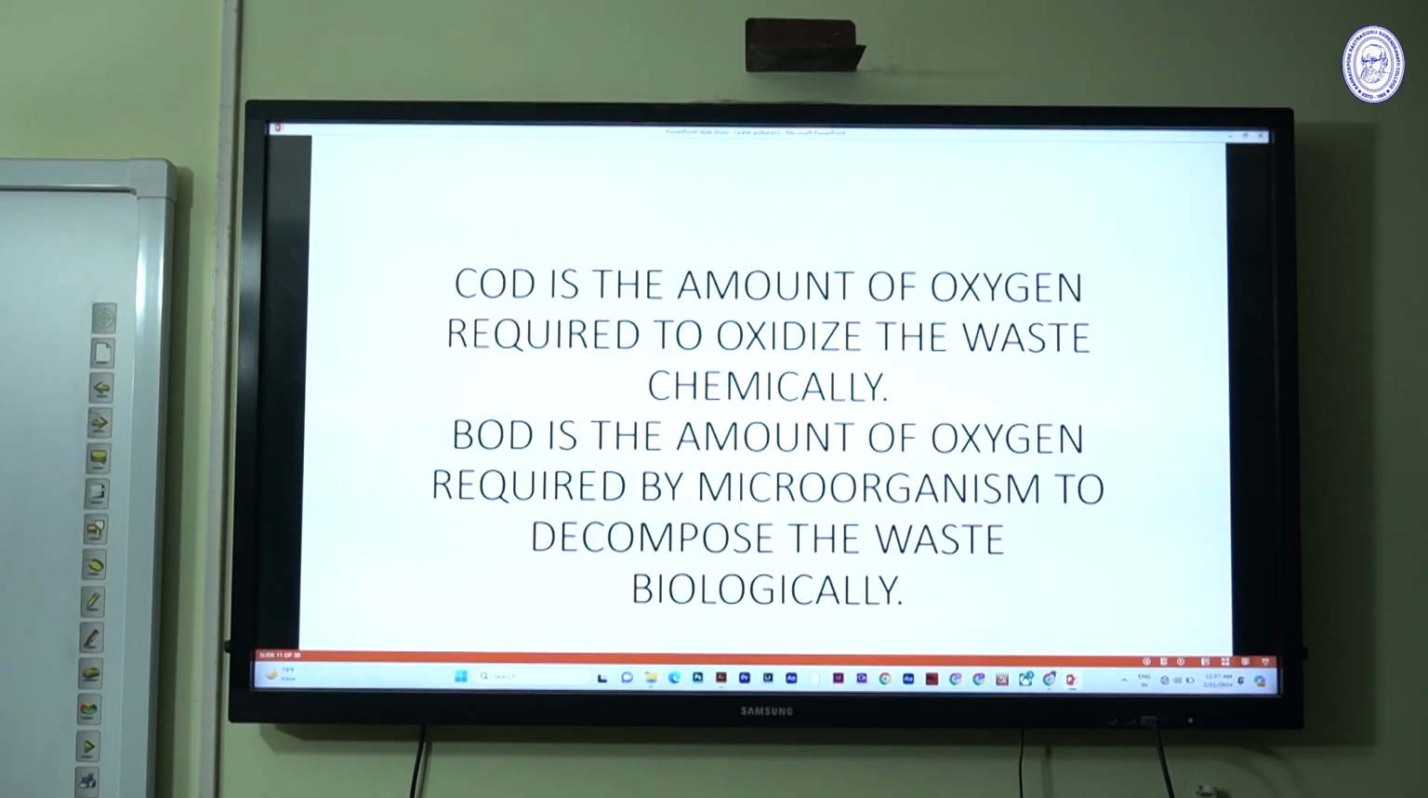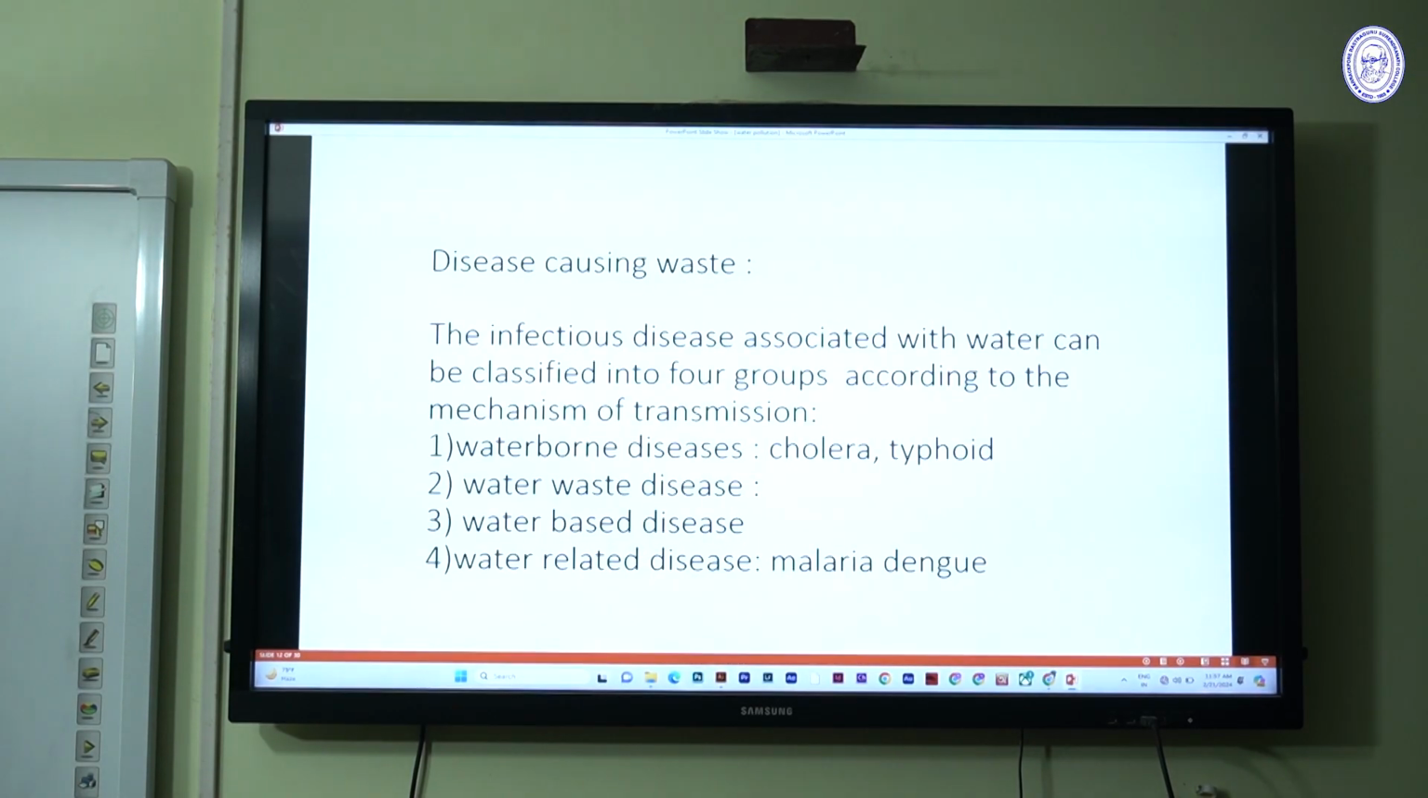So the full form of BOD is biochemical oxygen demand, not biological oxygen demand, because the microbes oxidize the organic waste in the presence of oxygen. Now come to disease causing waste.